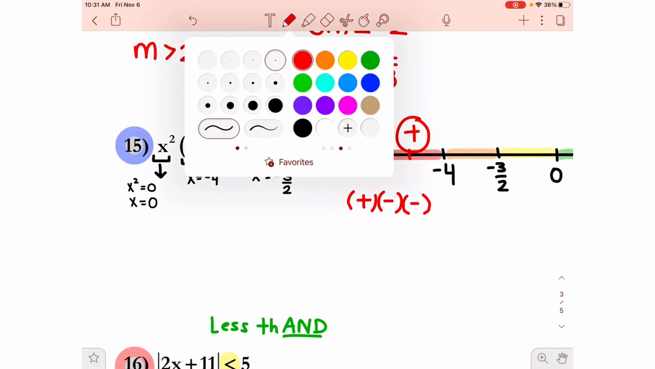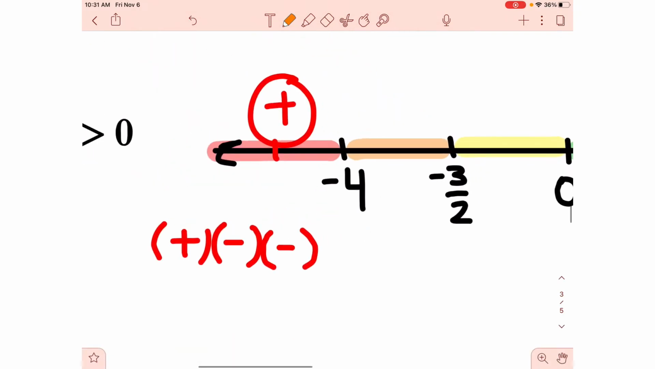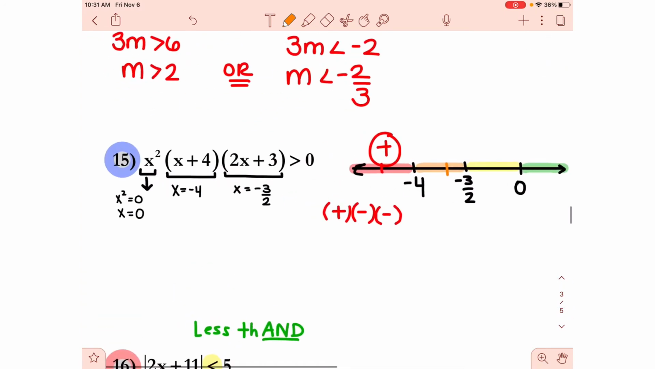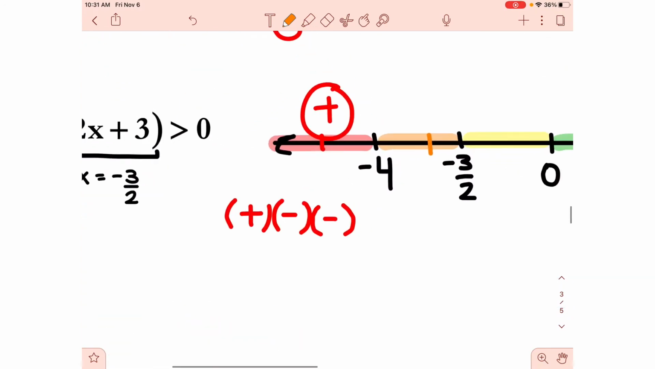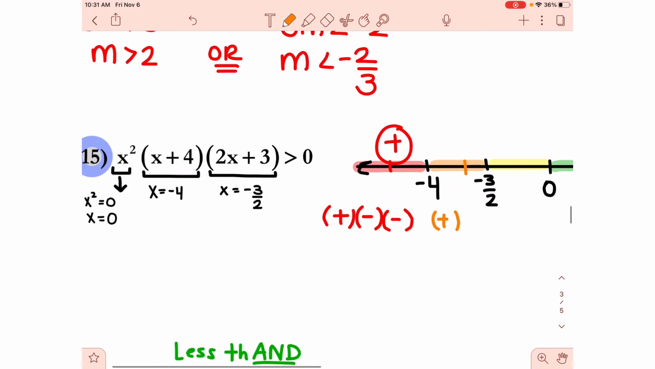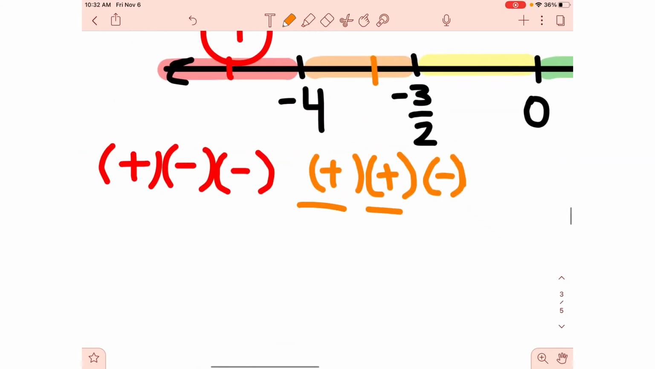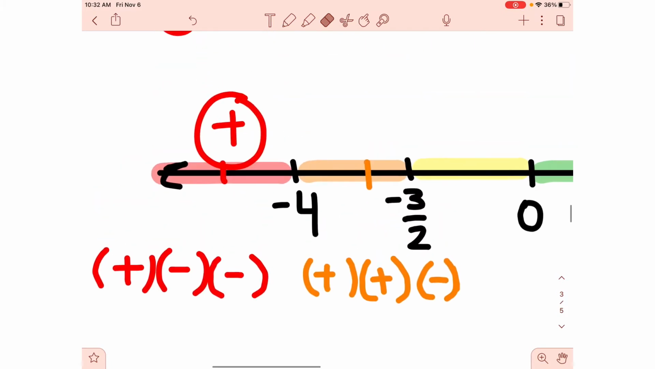Let's pick a number from the orange section. Negative 1.5, let's go negative 2. Negative 2 squared is going to be positive. Negative 2 plus 4 is positive. Negative 2 times 2 is negative 4, plus 3 is negative 1. So it's negative. Positive times positive is positive, times negative is negative. So this orange section is going to be negative.